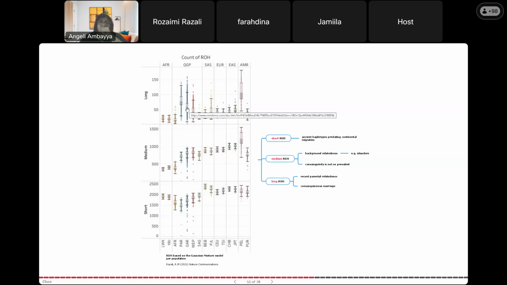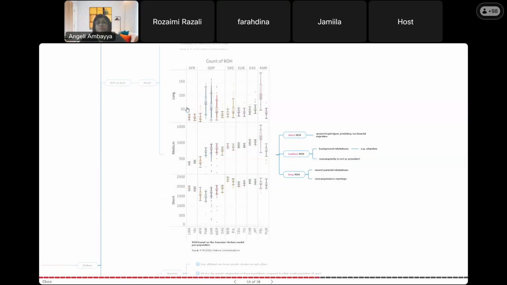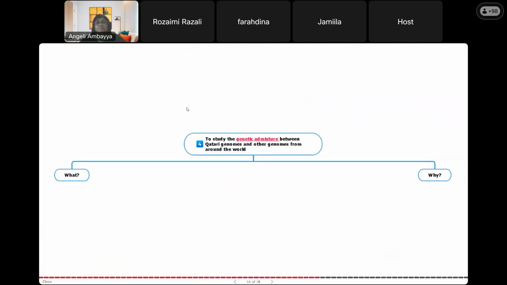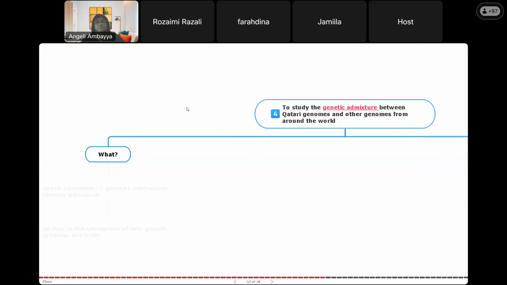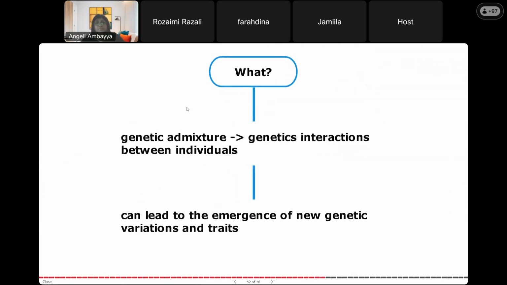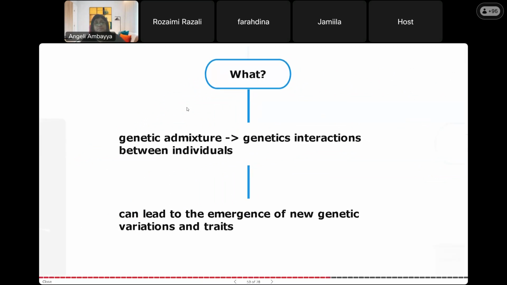This is what we will try to answer by looking at the next objective. So the next objective is to study the genetic admixture between QATAR genomes and other genomes from around the world. Genetic admixture is basically the genetic interaction between individuals. This can lead to emergence of new genetic variation and traits.